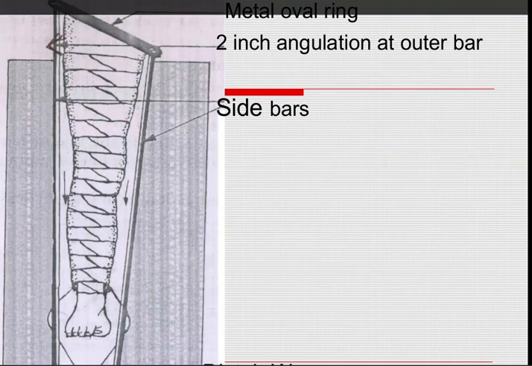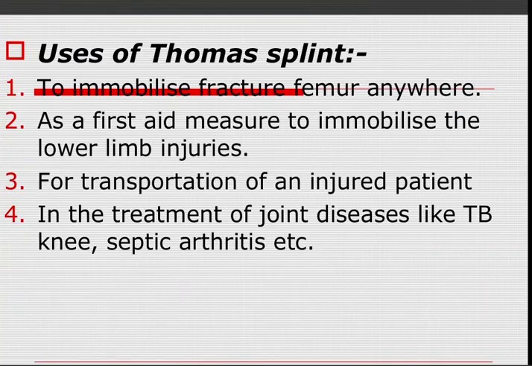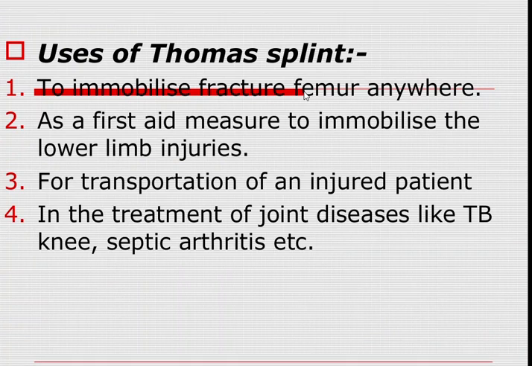In the previous diagram you can see the two side bars, with 2 inches of angulation at the outer bar or outer surface. It is used to immobilize the fracture of femur as a first stage measure, to immobilize lower limb injuries, for transportation of injured patients, and lastly in the treatment of joint diseases like tuberculosis of knee, septic arthritis, etc. So these are the uses of the splints.